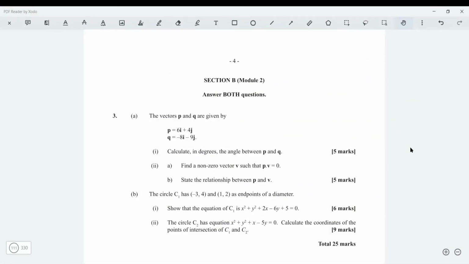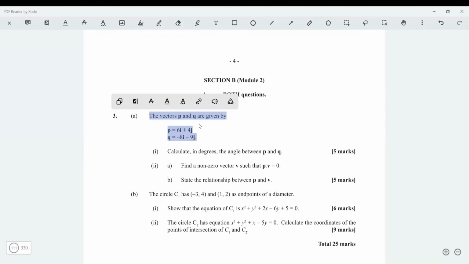Module. Call this the big boy module, because we have to focus. Question 3 and 4, Module 2, is now vectors, trigonometry, coordinate geometry. So now it gives us this right here. The vectors P and Q are these. Calculate the angle between P and Q.